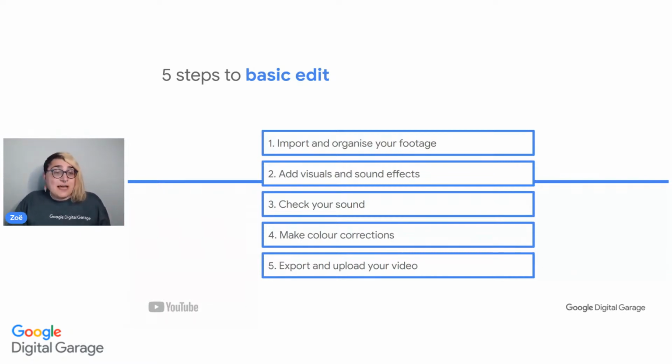Check your sound. It's important to listen to the audio. You can listen with your eyes closed as well to see if you can notice any distortions, any background noise. There's a free program called Audacity, which is really good for basic audio editing. I'm much better at audio editing than I am at video editing. So do check that. And also make color corrections.